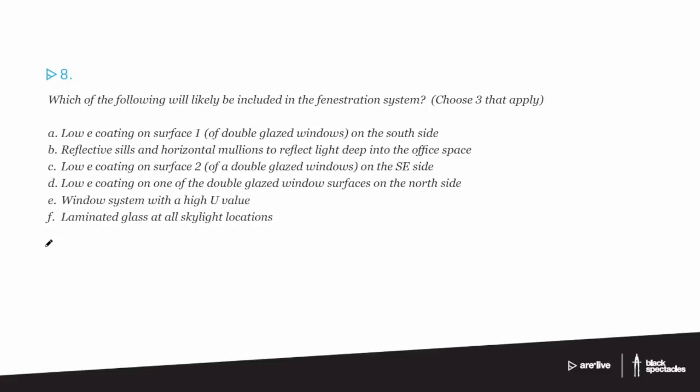Okay, A, we have low E coating on surface 1 on the south side. B, reflective sills and horizontal mullions to reflect light deep into the office space. C, low E coating on surface 2 on the southeast side. D, low E coating on one of the double glazed window surfaces on the north side. E, window systems with a high U value. F, laminated glass at all skylight locations.